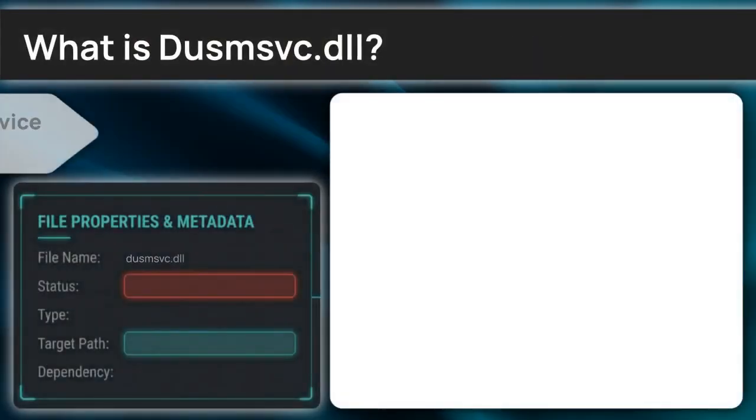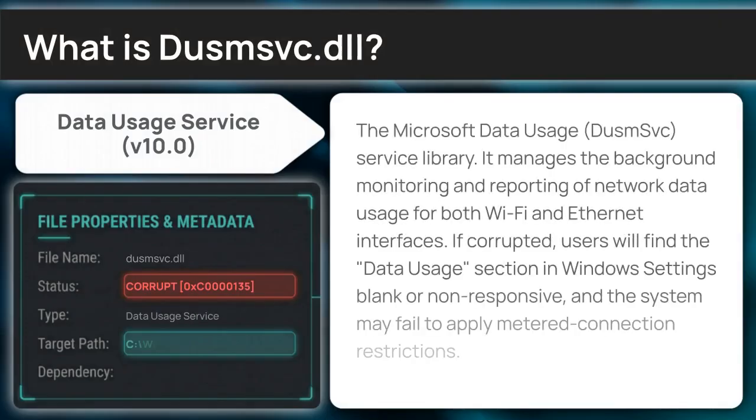This is the Data Usage Service, the Microsoft Data Usage Dusmsvc service library. It manages the background monitoring and reporting of network data usage for both Wi-Fi and Ethernet interfaces. If corrupted, users will find the Data Usage section in Windows settings blank or non-responsive, and the system may fail to apply metered connection restrictions. Let's transition to the solution, starting with the official Microsoft redistributable.